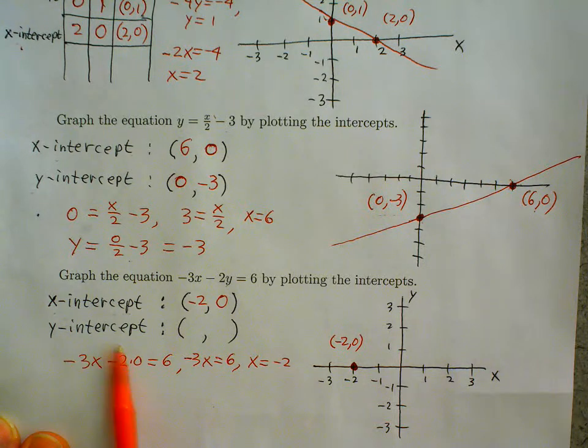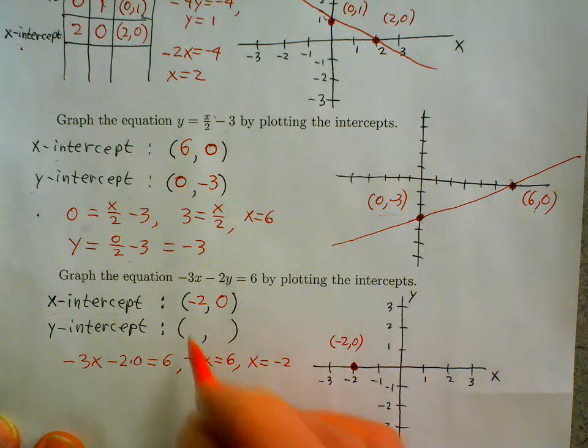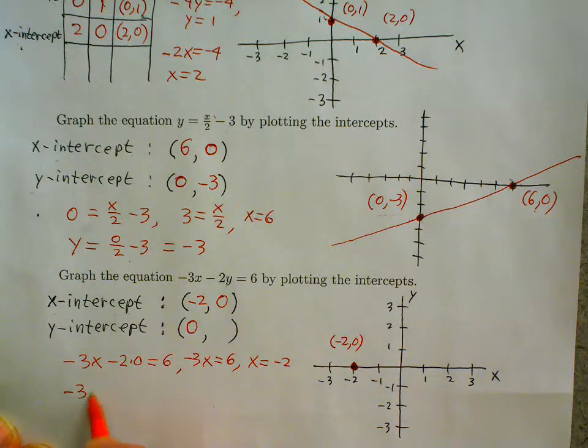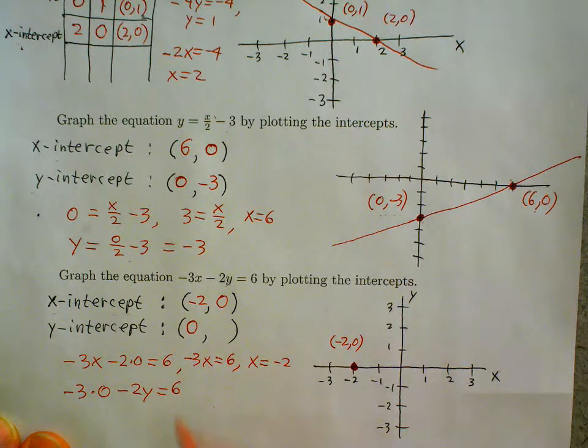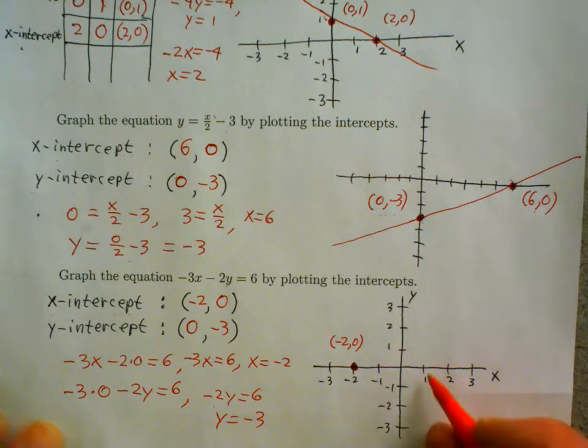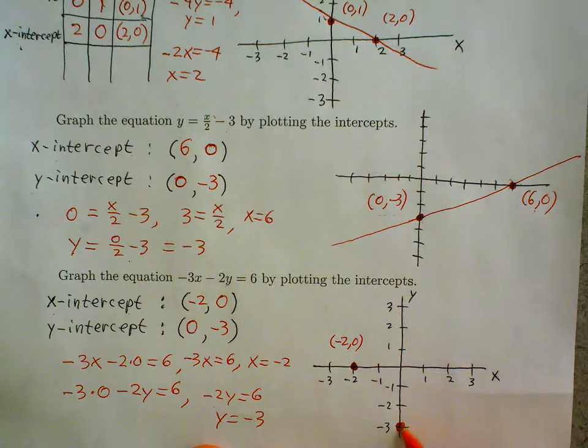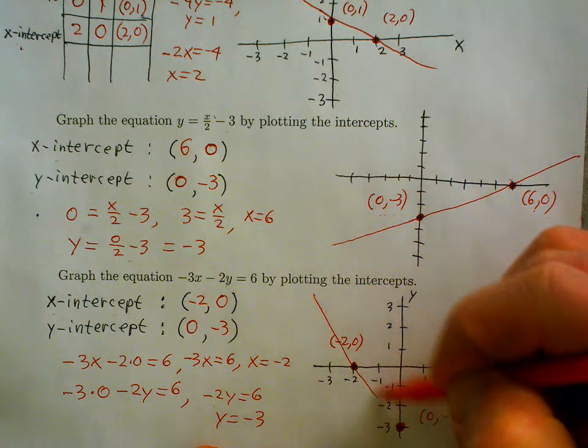Then to find the y-intercept, we remember that the x-coordinate is 0. So this time negative 3 times 0 minus 2y equals 6, or negative 2y equals 6, and divide both sides by negative 2, we get y equals negative 3. Okay, so the ordered pair 0, negative 3 is the y-intercept. And then draw a line through the 2 points.